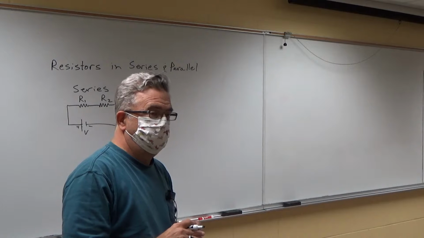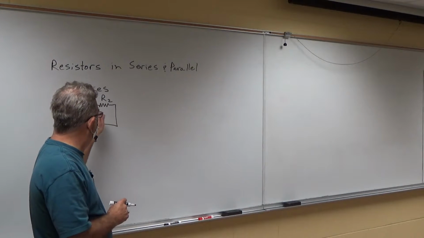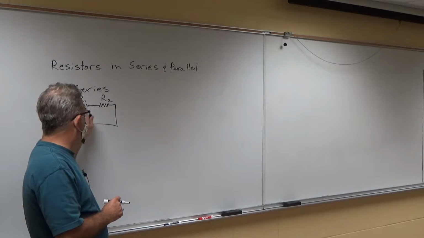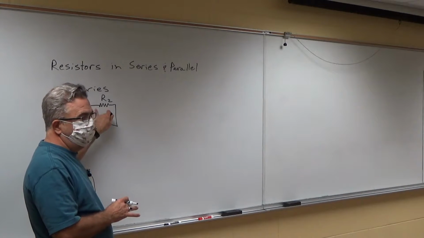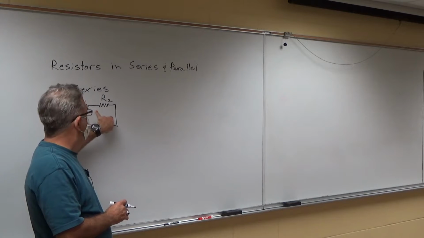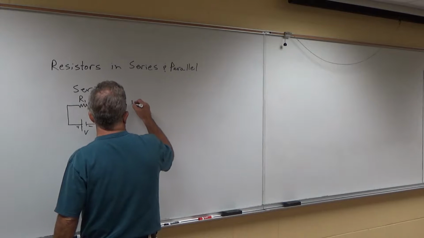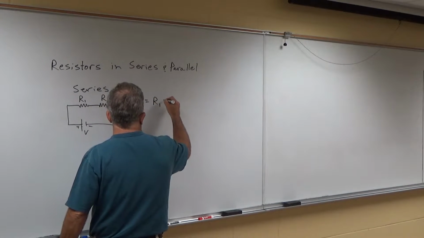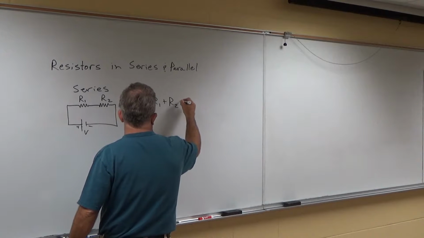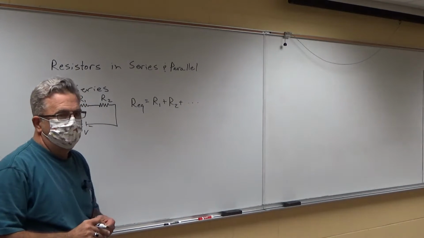Resistors in series have equal current. They have one common connection. The other connections go elsewhere. They have one and only one common connection. Okay? And the equivalent resistance, I'm just going to write it down. R equivalent is equal to R1 plus R2 plus ... as many as you have in series. You just add them up.